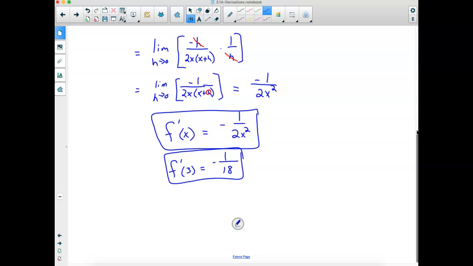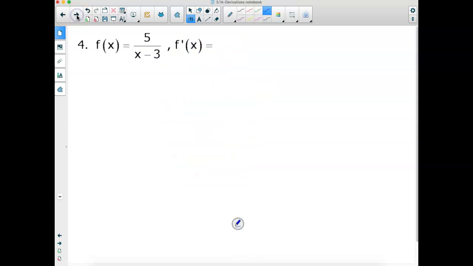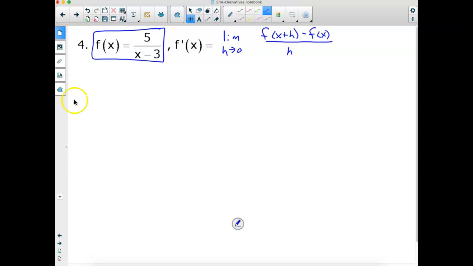My next one here, to save time, I would like you to hit pause and give this one a whirl. Remember, f prime of x is the limit as h approaches 0 of f of x plus h minus f of x, all over h. It's a new f of x function. I'm going to hit pause and work it out. I hope you try to work it out, and I'm going to come back with all the work on there, and we're going to move on to the next one.